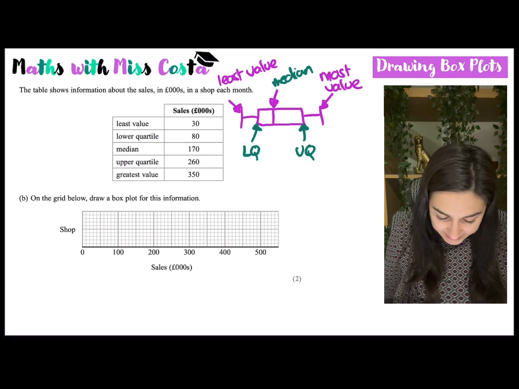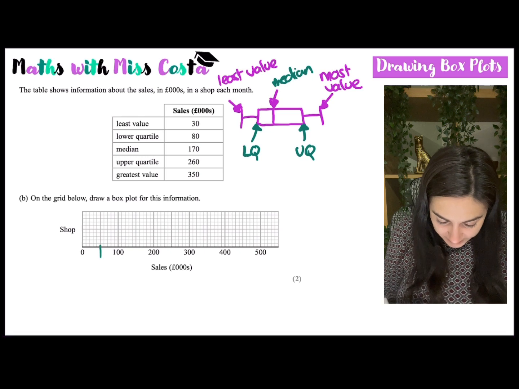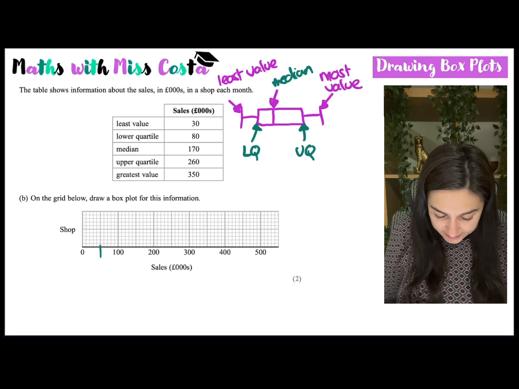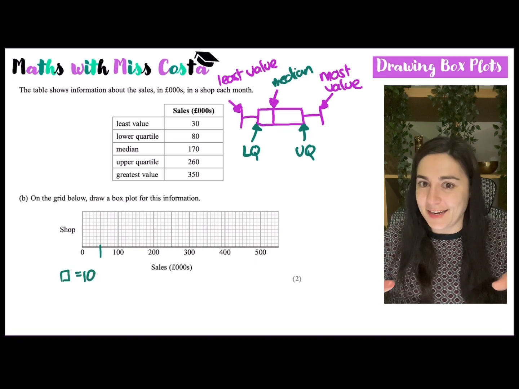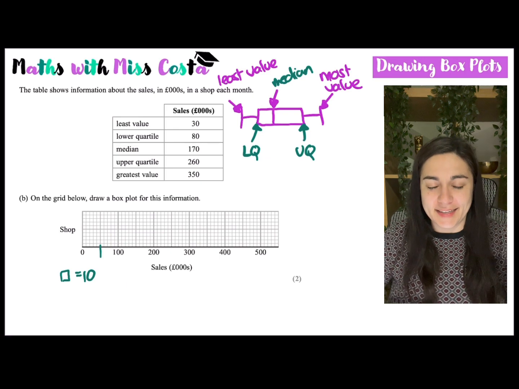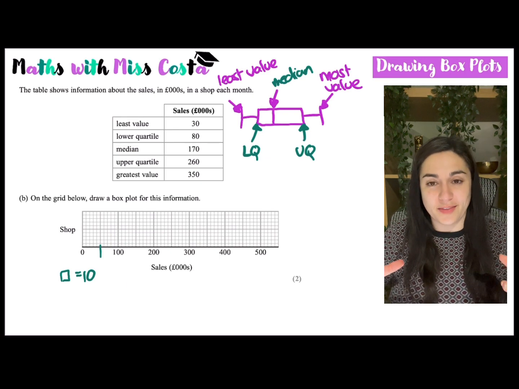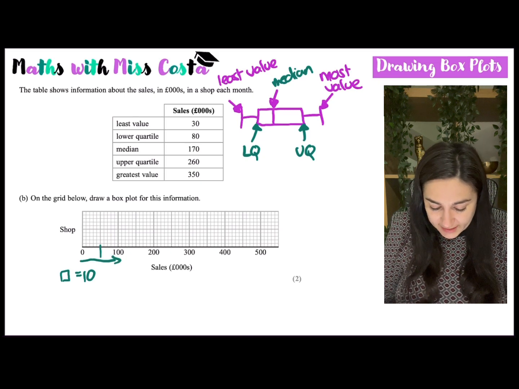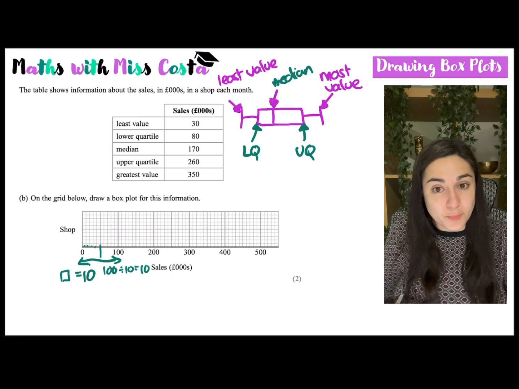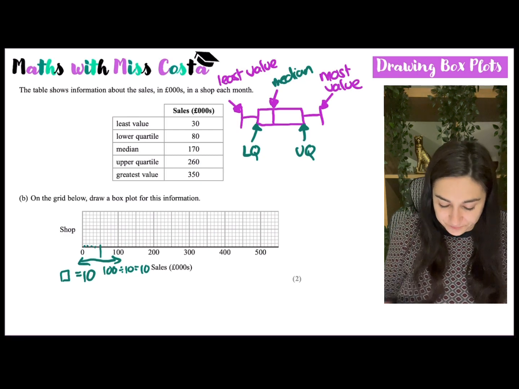So our least value is 30. So let's figure out what this is going up in. So it looks like there's 10 boxes in between 0 and 100. So each little box must represent 10. Oh, this is a key place people go wrong. Please, please, please look at what is happening on your box plot. Find the difference between two values. So in this case, the difference is 100, and there's 1, 2, 3, 4, 5, 6, 7, 8, 9, 10 boxes. So that means that each little box represents 10.